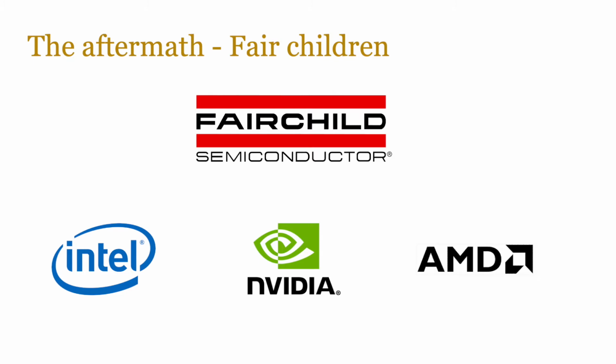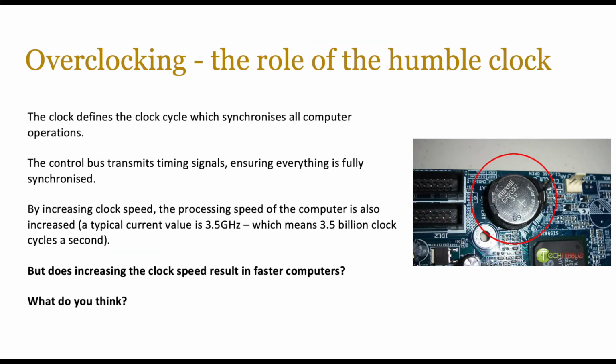Now it's becoming more and more difficult to sustain Gordon Moore's doubling of transistors on a computer chip every 18 months to 2 years, so a lot of different techniques are being used, and one of the techniques used in the early days was overclocking. The clock itself defines the clock cycle, which synchronizes all computer operations. The control bus transmits timing signals, ensuring everything is fully synchronized. So if you increase the clock speed, the processing speed of the computer is also increased.